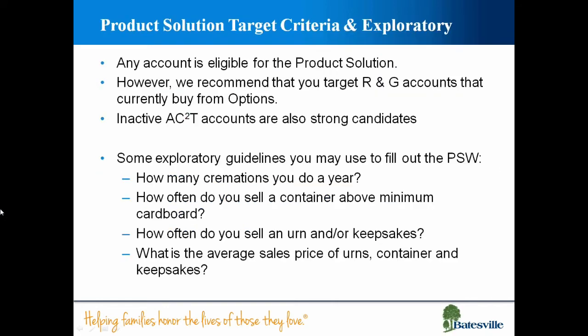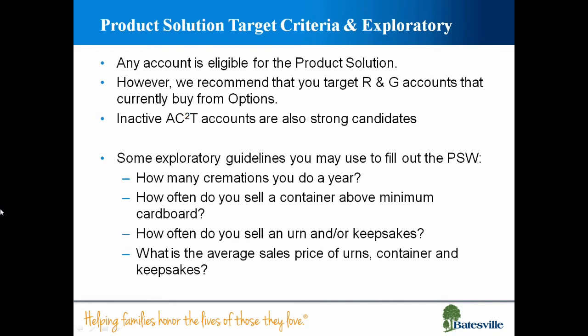Target criteria. When looking at, again, the product solution, we recommend you target R&G accounts that currently buy from options. That's your best shot. Another potential target for you are inactive ACT accounts that make strong candidates. Accounts that perhaps were not quite ready for the full level commitment of ACT, but this might be a great solution to take to them.